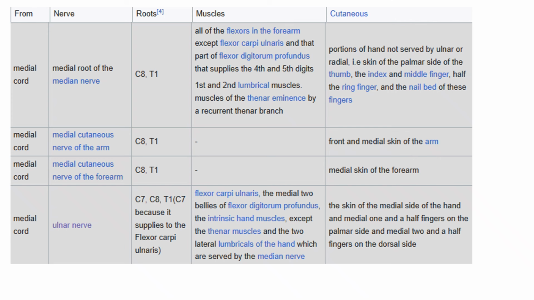Medial cord, medial cutaneous nerve of the arm, C8, T1, front and medial skin of the arm. Medial cord, medial cutaneous nerve of the forearm, C8, T1, medial skin of the forearm.